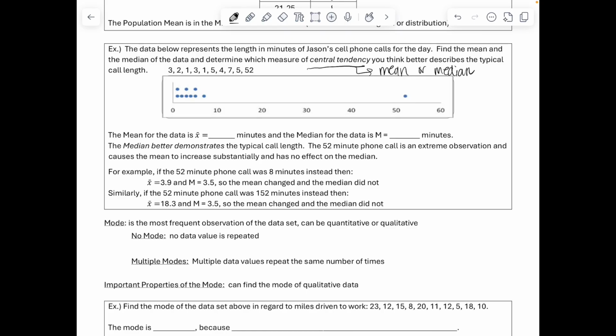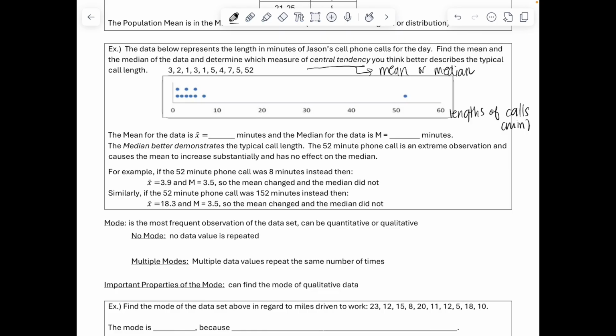And if you look at the cell phone calls, you'll notice that most of them are relatively short, except for that last phone call of the day, which was 52 minutes. There's a dot plot given down below, and this is going to be lengths of calls in minutes, labeling our axes here. And so the mean for the data, in order to calculate this along with the median, we need to take our numbers and input them into L1.